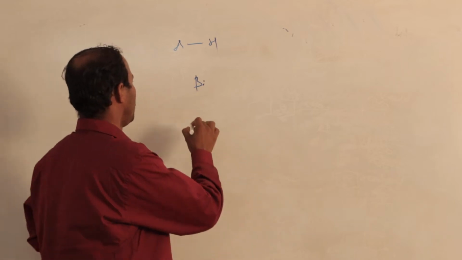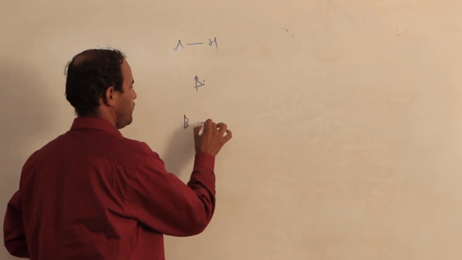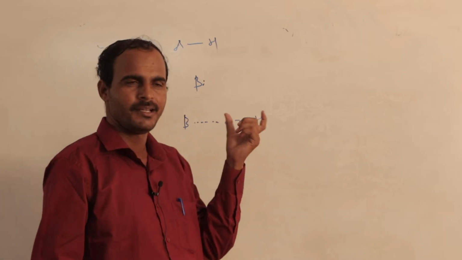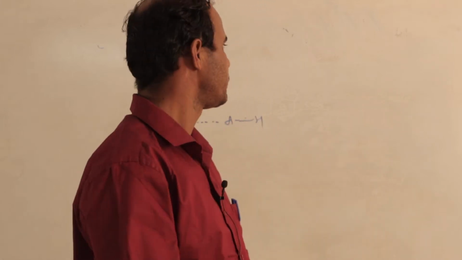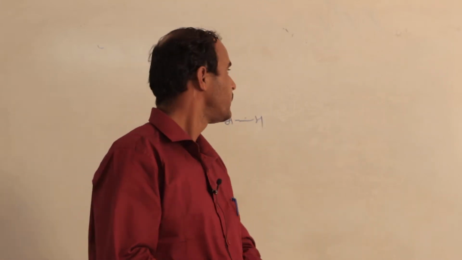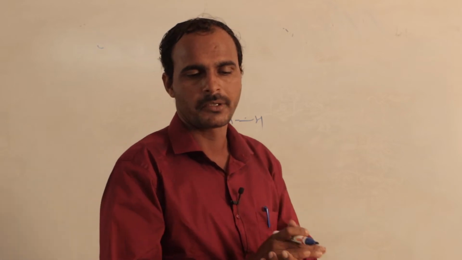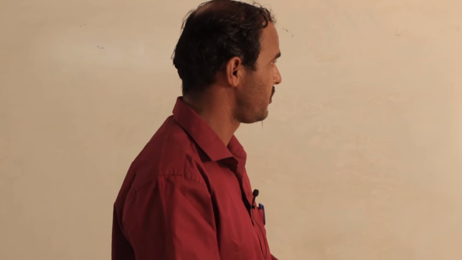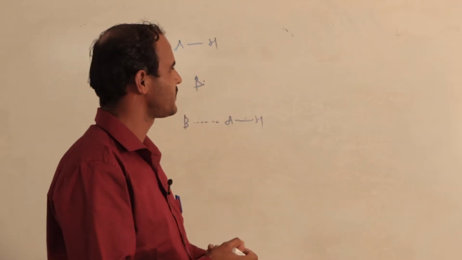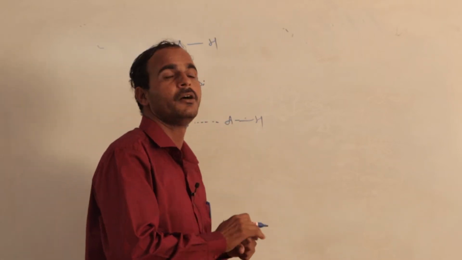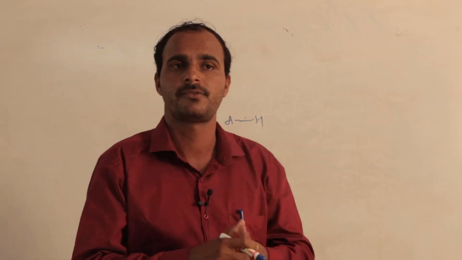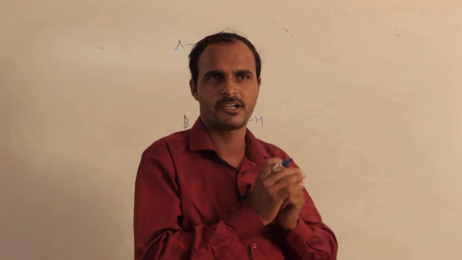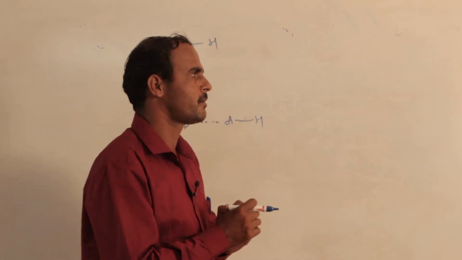Therefore there is a weak bond formed between B and H, and this bonding is nothing but hydrogen bonding. Next, there are two types of hydrogen bonding: one is intermolecular hydrogen bonding, and the other is intramolecular hydrogen bonding. In intermolecular hydrogen bonding, the hydrogen bond is formed between two different molecules. Between these two molecules there is formation of a hydrogen bond.